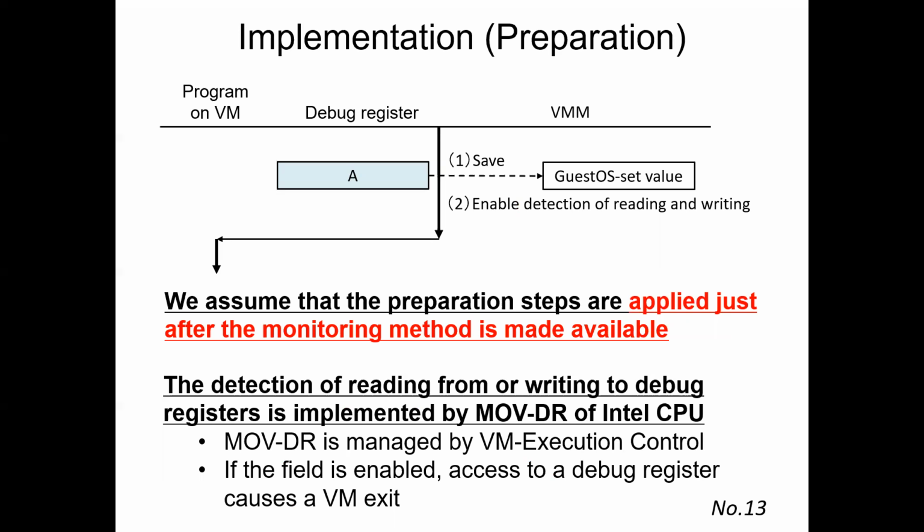The detection of reading from or writing to debug registers is implemented by MOV-DR exiting of Intel CPUs. MOV-DR exiting is managed by VM execution control, which controls triggers for VM exits. If the field is enabled, a VM exit occurs just before the program accesses a debug register in the running mode for the guest OS. This is VMX non-root mode. With this feature, the VMM can detect a VM's access to a debug register.